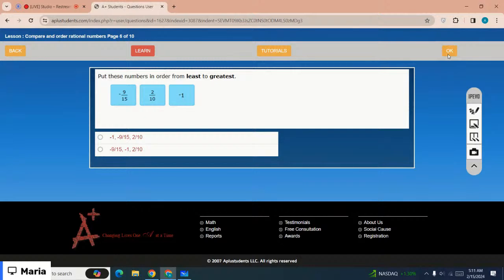That is the second one. Negative 9 over 15, negative 1 and 2 over 10. Option number 2 is the correct option. Very good. That is option number 2. Okay, you can complete the lesson by yourself later today.